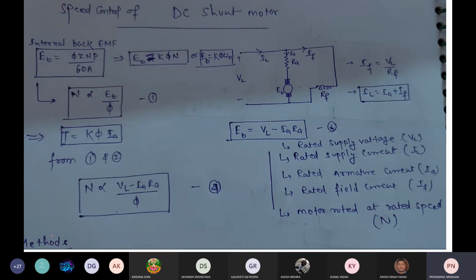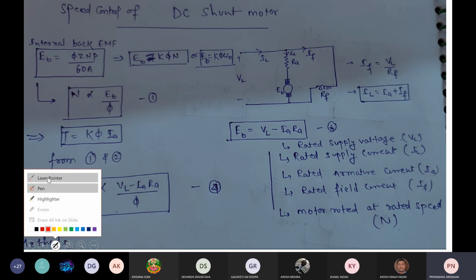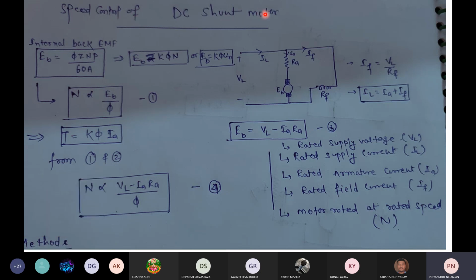Now coming to my aim. My aim is speed control of the DC shunt motor. Why do we control the speed of the DC shunt motor?